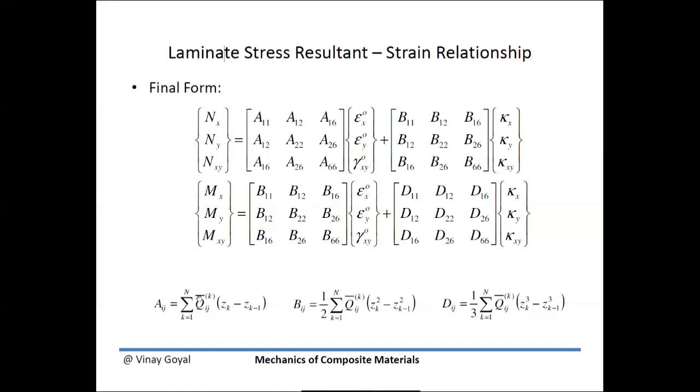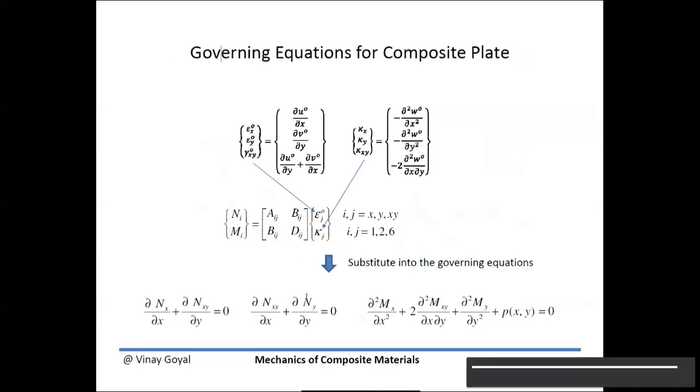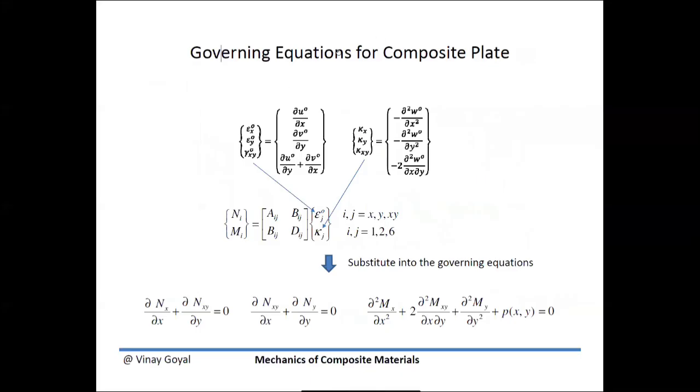And again, A, B, and D can be fully calculated for a given stacking sequence. Given the stacking sequence, A, B, and D are fully known. It looks messy here, but these are all numbers. And so I want to use the governing equations of the plate because my ultimate goal is to figure out what the governing equations are for 2D. I know the governing equations for 3D. What are the governing equations for 2D?